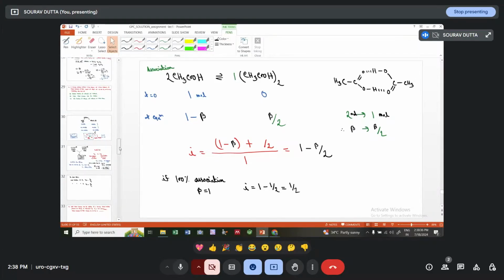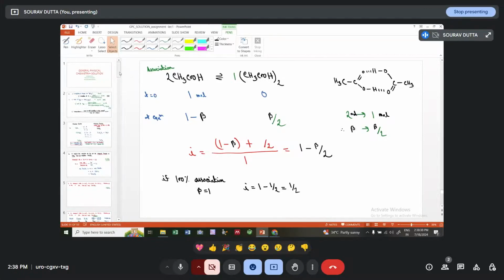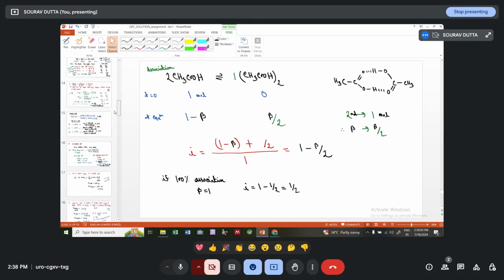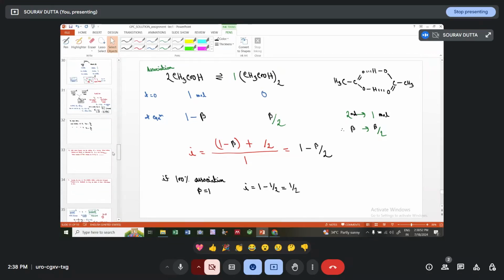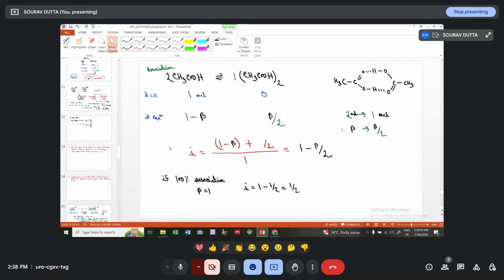So this assignment basically consists of two parts. One is general physical chemistry and the next part is solution. The first part I have already covered, and the second part, the solution, I will discuss in my next class. So I hope you will try the rest of the questions. Okay, thank you so much.